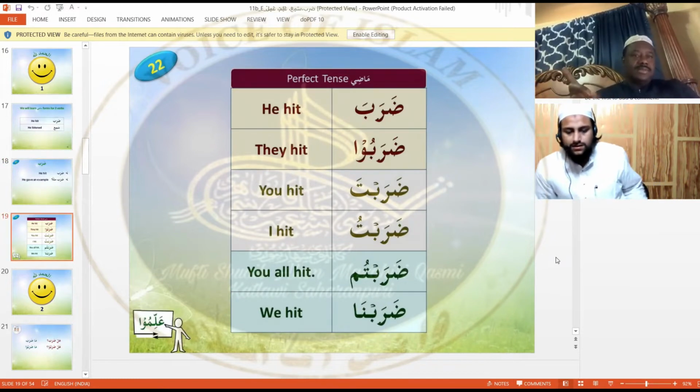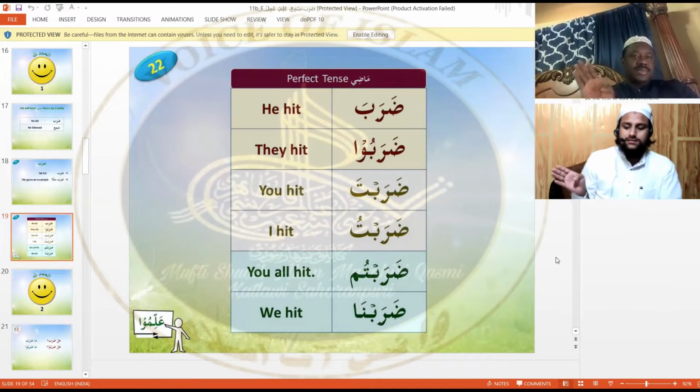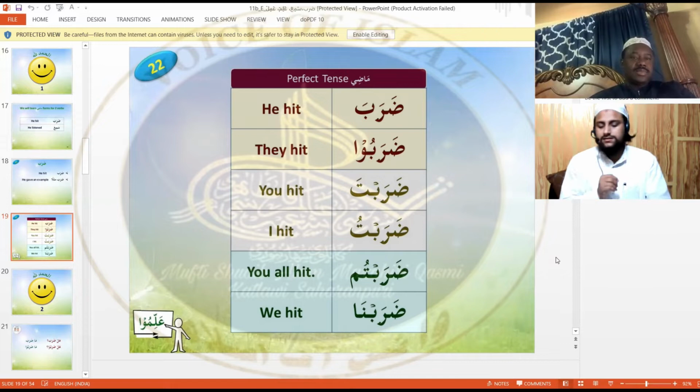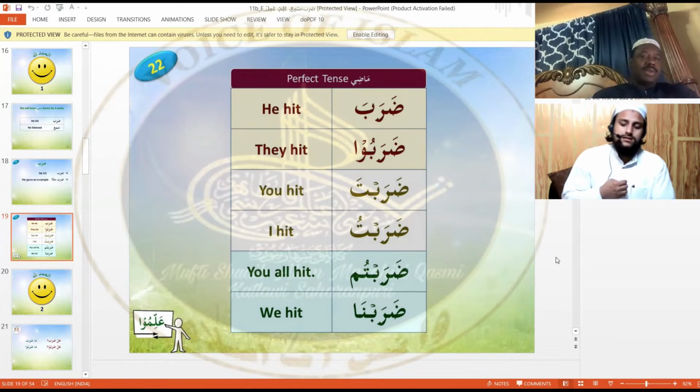So ضرب, he hit. Daraba, he hit. ضربوا, they hit. Darabu, they hit. ضربت, you hit. Darabta, you hit. ضربت, I hit. Darabtu, I hit. ضربتم, you all hit. Darabtum, you all hit. ضربنا, we hit. Darabna, we hit.